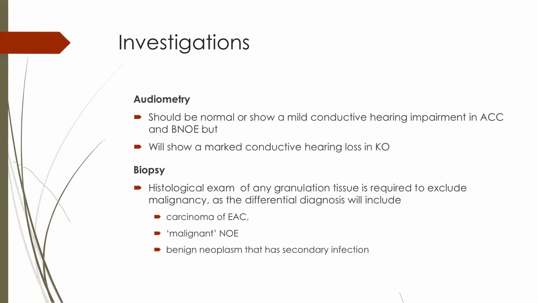Other investigations include audiometry, which should be normal or show mild conductive hearing impairment in acquired canal cholesteatoma and benign necrotizing otitis externa, but can show a marked conductive hearing loss in keratosis obturans. Other investigations include a biopsy. Histologic examination of granulation tissue is required to exclude malignancies specifically, as well as other differential diagnoses, which would include other carcinoma of the canal, malignant necrotizing otitis externa, and benign neoplasms with secondary infection in the external canal.